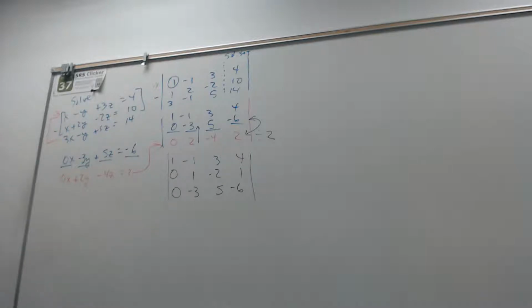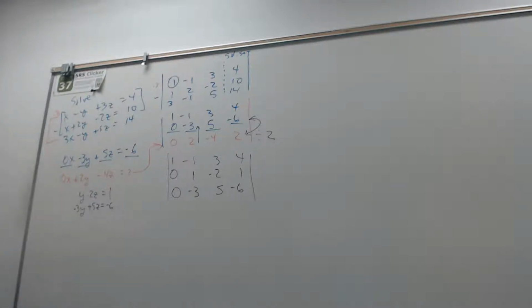Okay? And I could do the same thing here. I could flip these rows, right, and divide by 2. In fact, I will rewrite it as y minus 2z equals 1, and -3y plus 5z equals -6. Okay? So essentially, I've done the same thing on both sides, correct?